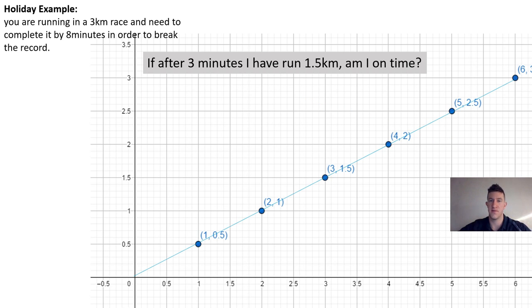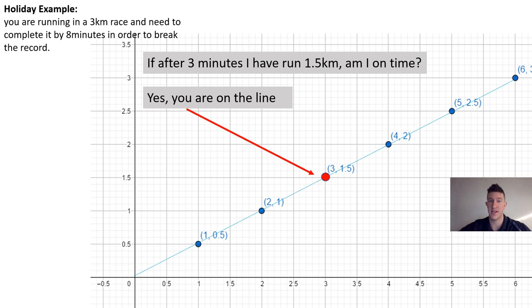What about if after 3 minutes I've run 1.5 kilometres? Am I on time? Well, let's look at the point. It's right there, 1.5. So in this case, I'm actually on the line, which tells me that I'm on time. So I'm doing alright here.